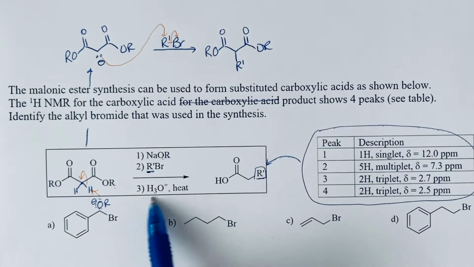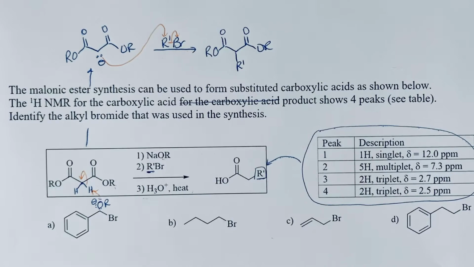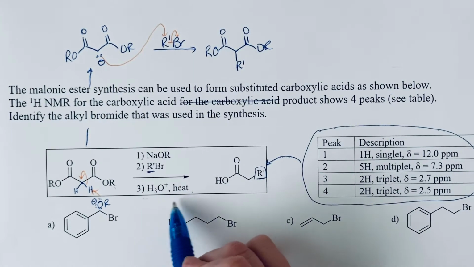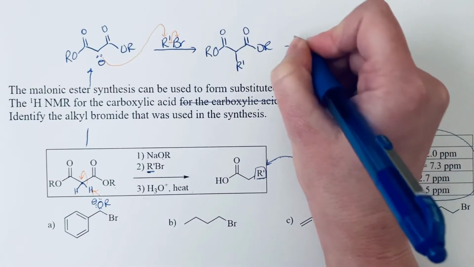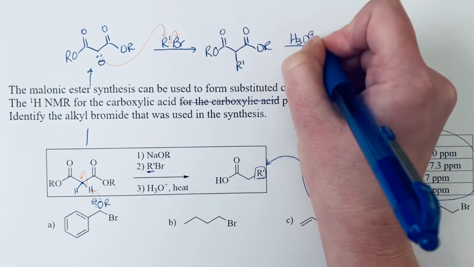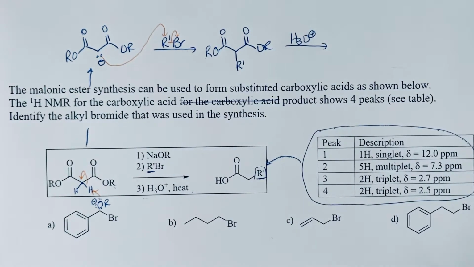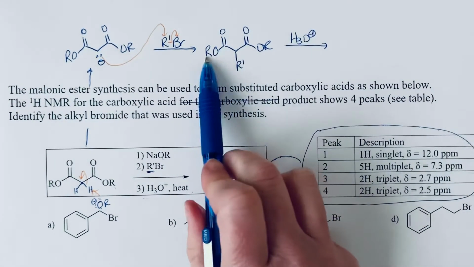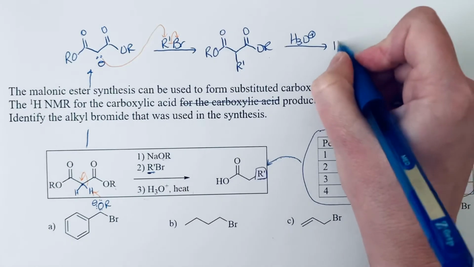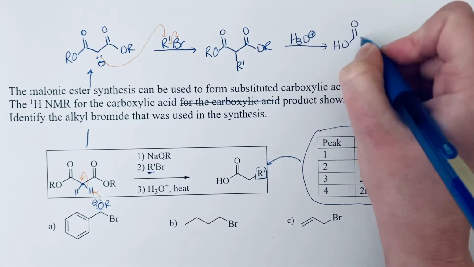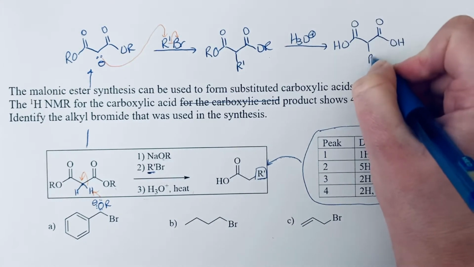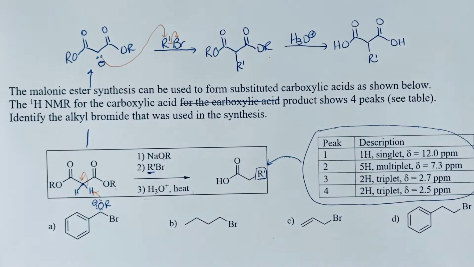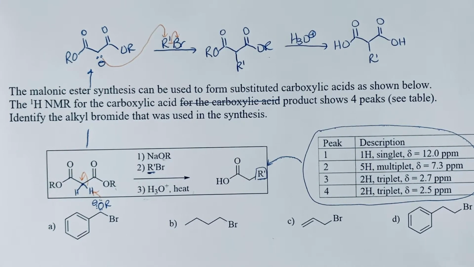And then in this step here, the H3O plus and the heat, we're going to first hydrolyze and then decarboxylate. So we're going to hydrolyze the esters first of all. Ester hydrolysis we saw in a previous chapter, so I'm not going to draw the mechanism, it's quite long. We're just going to cleave these though and make 2 carboxylic acids. And then when you heat this up, you're going to lose CO2.